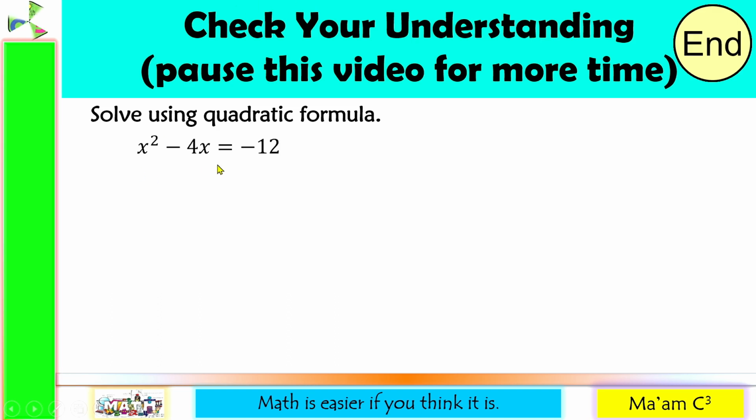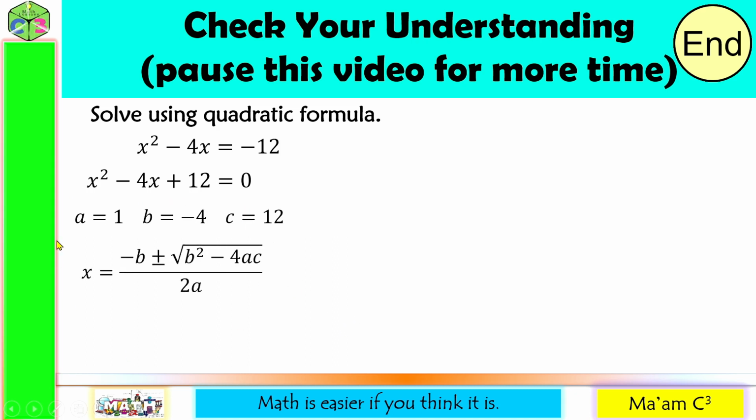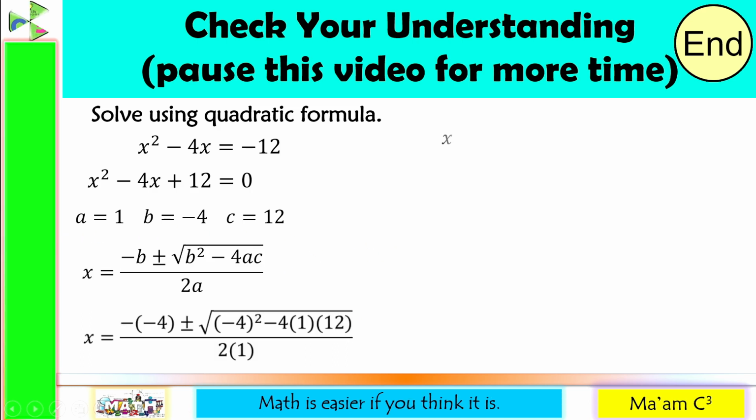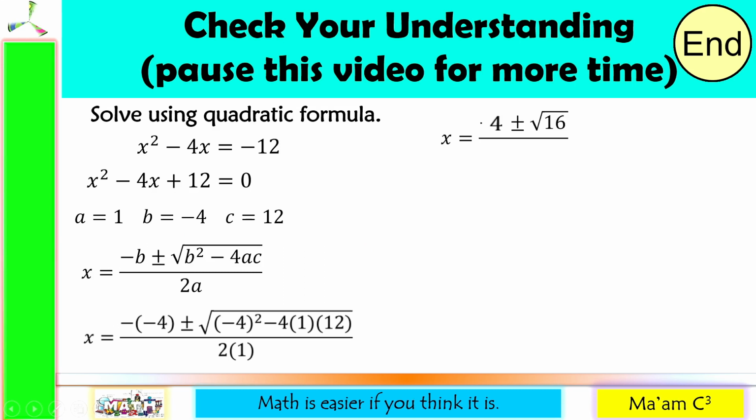Let us answer. We're going to express this in standard form. So let us move negative 12 on this side and then equate this to 0. From here, we can determine our ABC. A is equal to 1, B is equal to negative 4, and C is equal to 12. Let us recall our quadratic formula and substitute the values of A, B, and C. So we have 4 plus minus. Negative 4 is squared is positive 16. Negative 4 times 1 is negative 4, and negative 4 times 12 is negative 48. All over 2 times 1 is equal to 2.